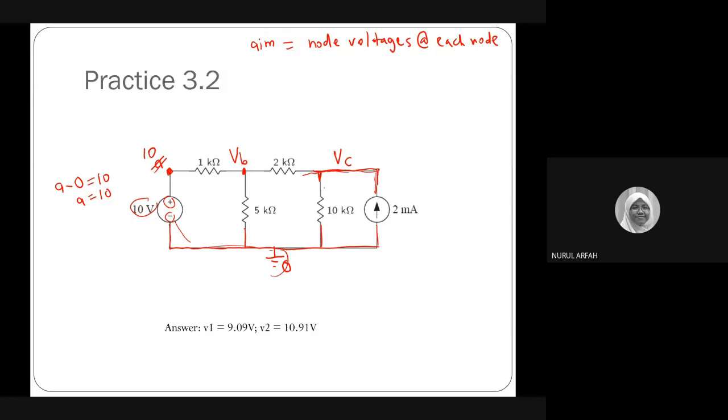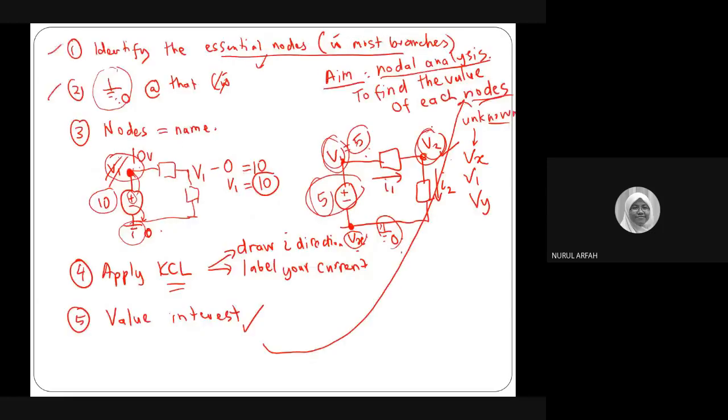So what is your value of interest? What is your interest now? You're going to find VB and VC because they are the unknown nodes. What is your aim? To find each node voltage, right? So you're going to find VB and VC. So now, next step. We are already done with these two.